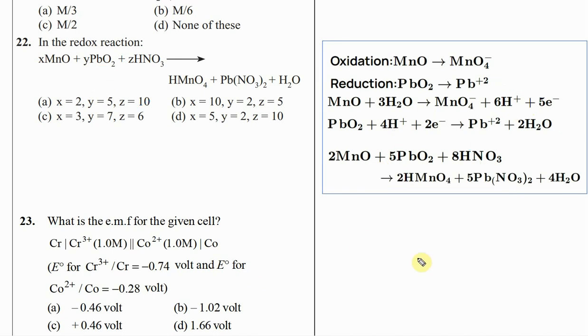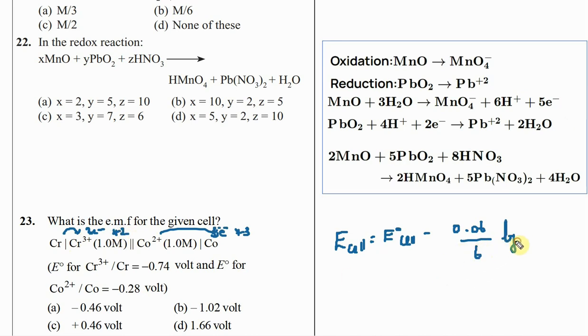Okay, going to this one, this is very straightforward. Now we have to write the cell equation, E cell equals E naught cell minus 0.06 by n. I told you guys you have to write a balanced equation. If you balance the equation, you say that this is a 3 electron process, this is a 2 electron process. So you have to multiply this by 3, this by 2. That makes it a 6 electron process, log of product by reactant.